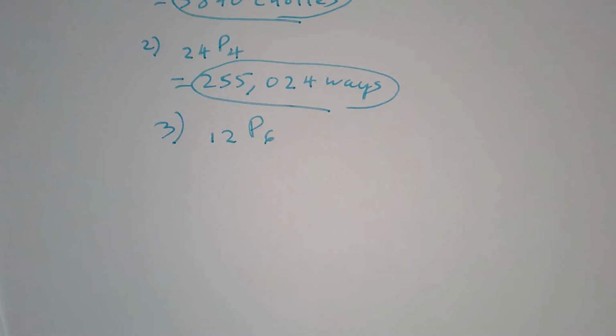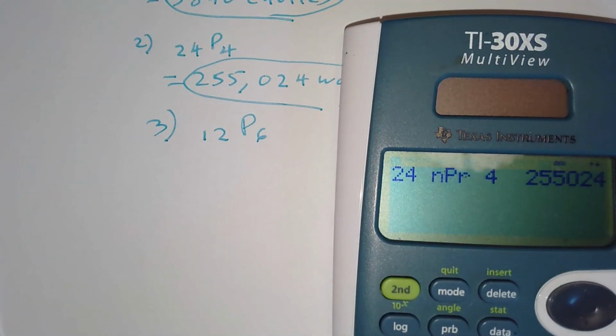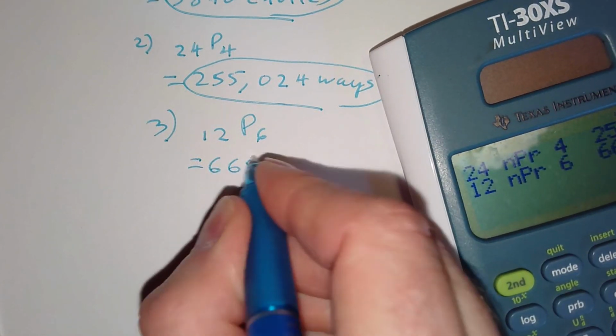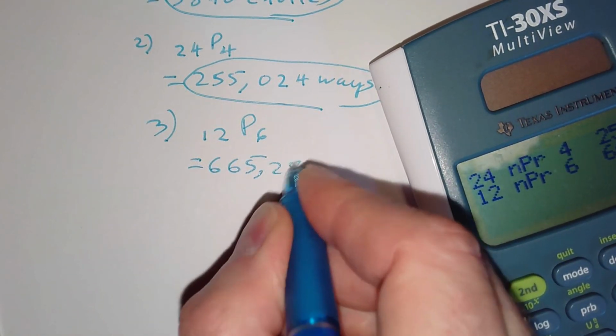So we're going to evaluate 12P6 in our calculator. So that gives us 665,280 codes.